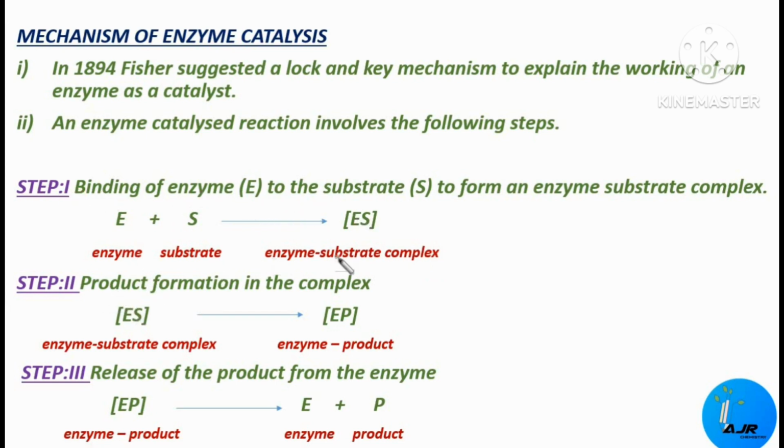During the second step, product formation in the complex, the enzyme combines with the substrate to form a product, and in the third step comes the release of the product from the enzyme. So in the third step, from the enzyme product complex, the product will be released from the enzyme and the enzyme will be left free. So these are all the different steps involved in the mechanism of enzyme catalysis. Now we are going to see this mechanism of enzyme catalysis in detail.